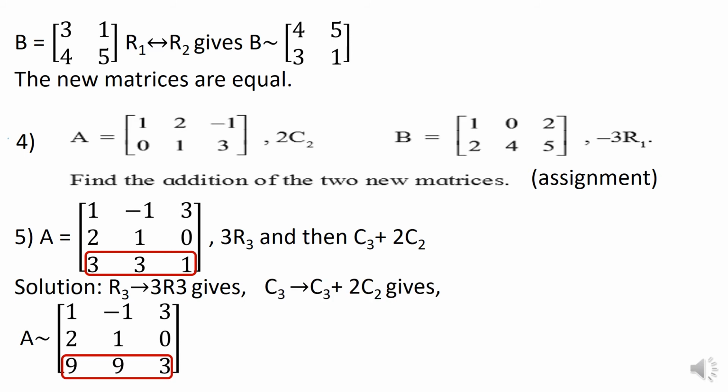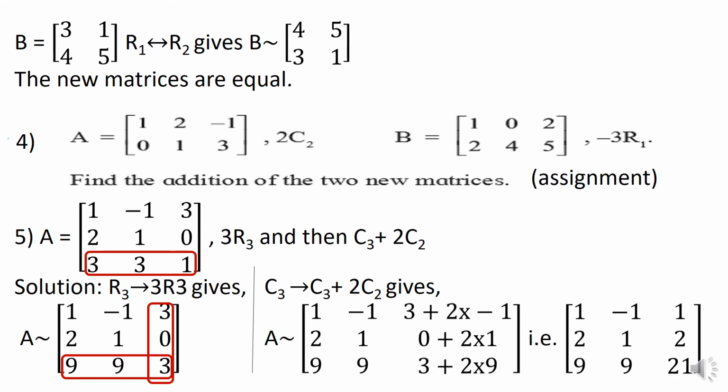Then the next operation is C3 transforming to C3 plus 2C2. Thus the third column of this matrix now changes to C3 plus 2C2. That is like so, where only the third column changes. The first element, the 1/3 element is 3. So we get 3 plus 2 into the 1/2 element, that is 2 into minus 1. The same way 0 plus 2 into 1 and 3 plus 2 into 9. Thus we get the answer where you can see that the third column in the answer has changed.